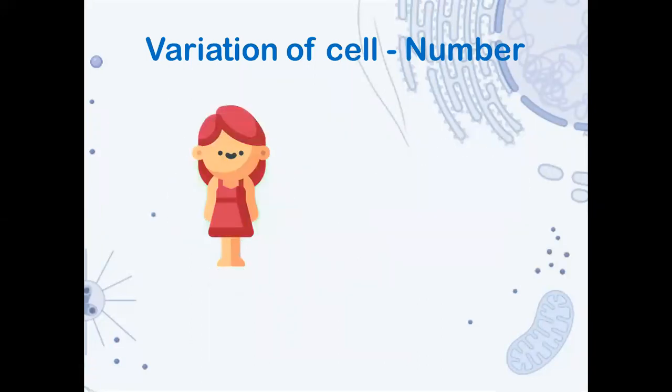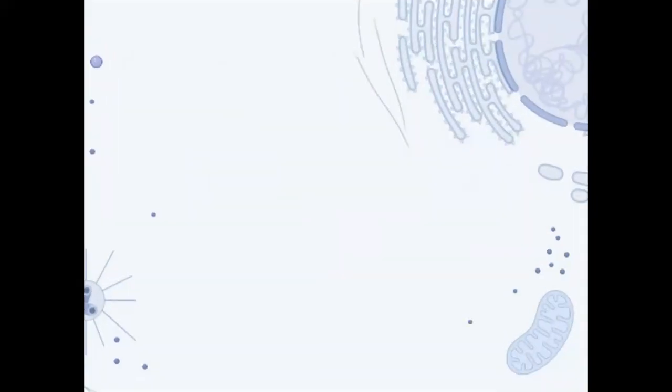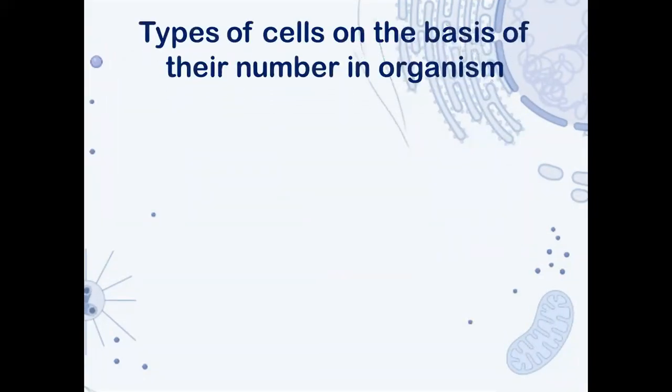The human body has trillions of cells which vary in shapes and sizes. Different groups of cells perform a variety of functions. Let me tell you that a billion is 1,000 million and a trillion is 1,000 billion. Let us see types of cells on the basis of their number in any organism.